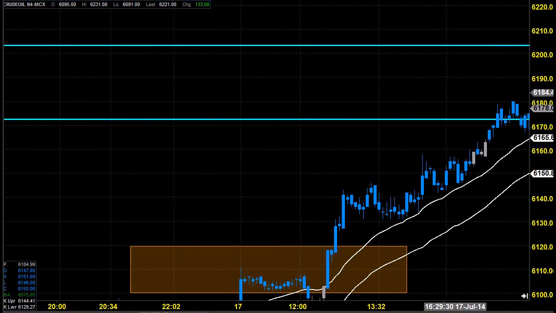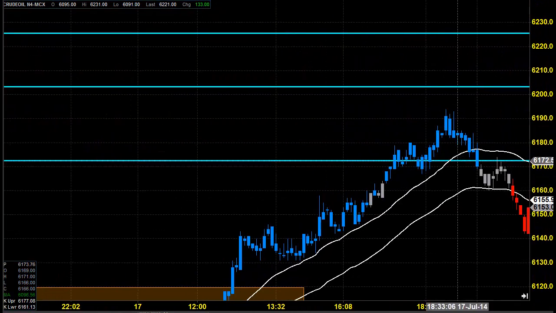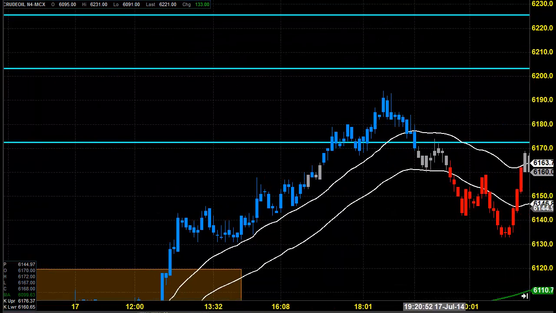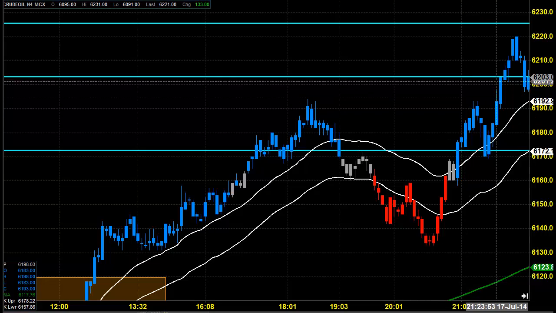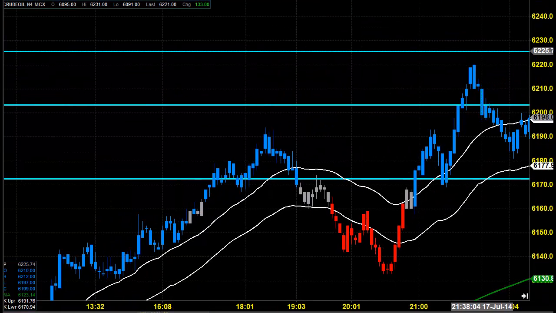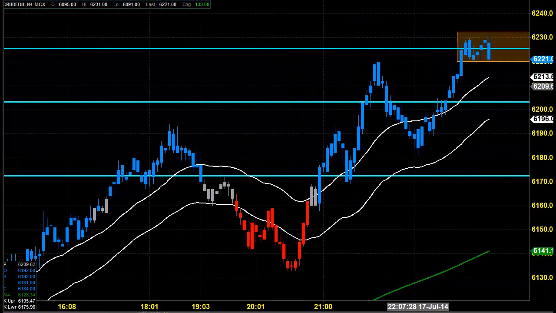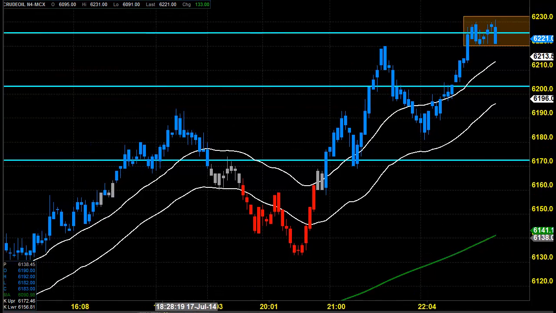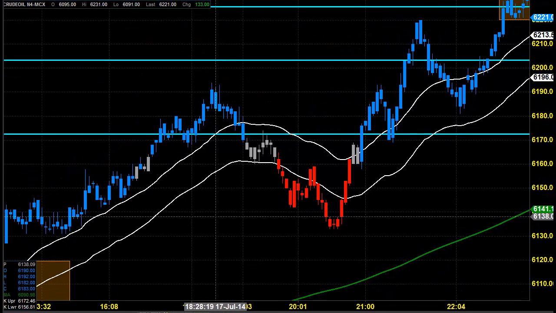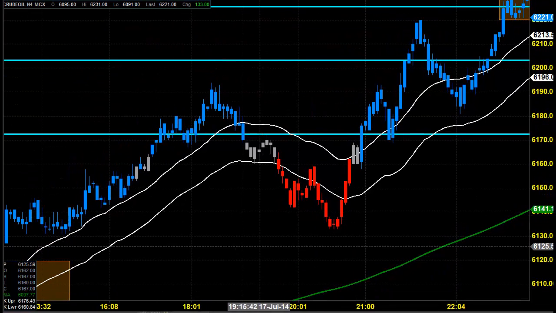From there, you can see there was a bit of resistance, so the price came down. Again, the market picked up momentum to test the next target zone of 6,220. Finally, the price closed near 6,221. So this was the entire price action that we witnessed in yesterday's market.